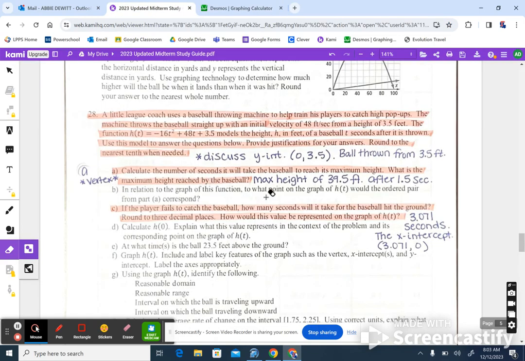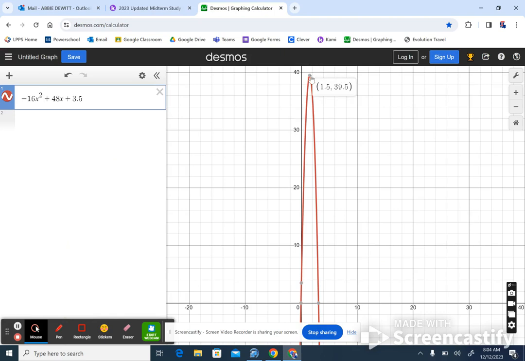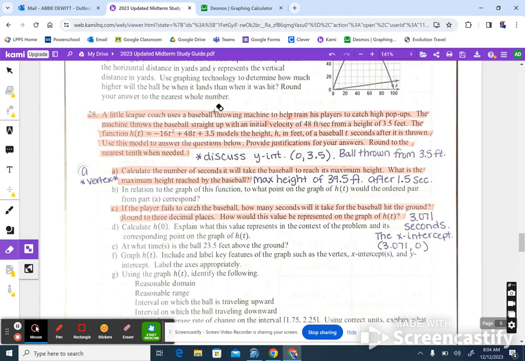So calculate the number of seconds it would take the baseball to reach its maximum height. And what is the maximum height reached by the baseball? You don't have to calculate. Just look at your vertex and understand which value represents what. 1.5 seconds, 39.5 feet.